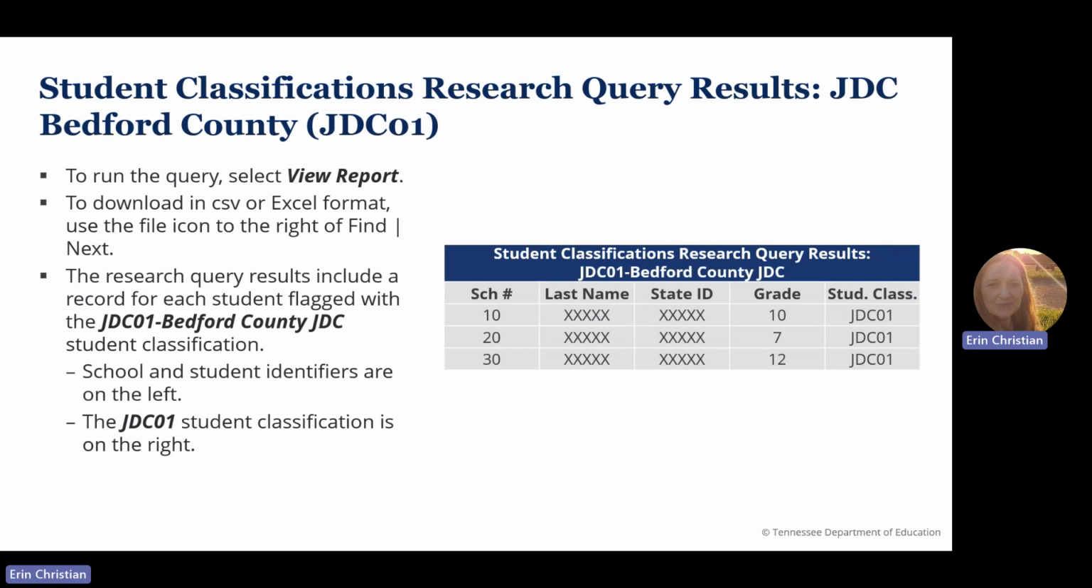Student Classifications Research Query Results, JDC, Bedford County JDC 01. To run the query, select View Report. To download in CSV or Excel format, use the file icon to the right of Find Next. The research query results include a record for each student flagged with the JDC 01 Bedford County JDC student classification. School and student identifiers are on the left. The JDC 01 student classification is on the right.